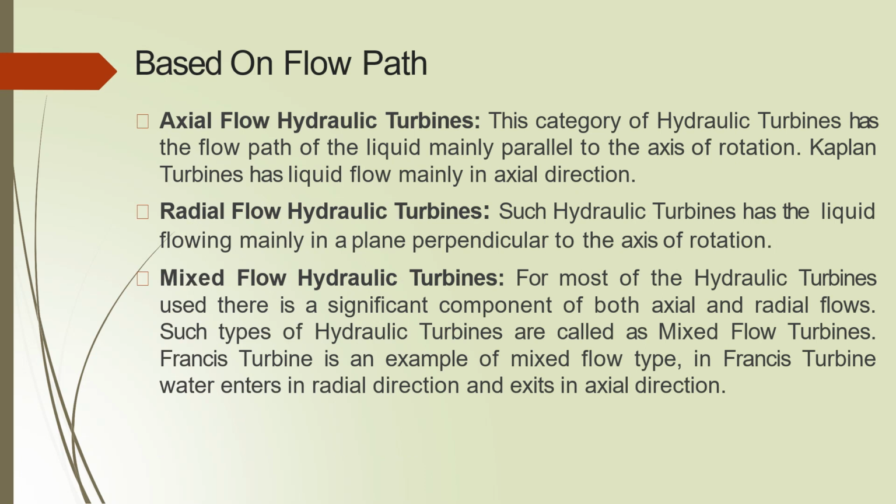In a radial flow turbine, the liquid flows in a plane perpendicular to the axis of rotation. Whereas in mixed flow turbines, there is a significant component of both axial and radial flows. The usual example for this type of hydraulic turbine is the Francis turbine. Water enters in the radial direction and exits in the axial direction.